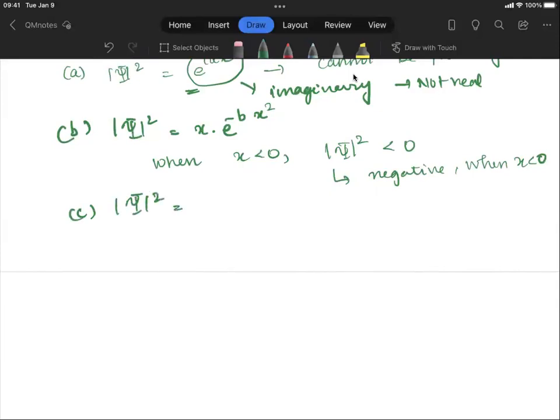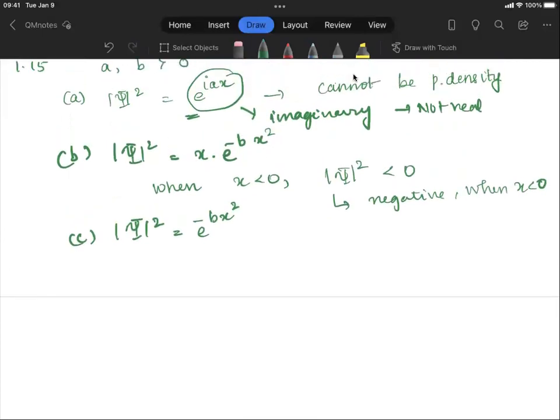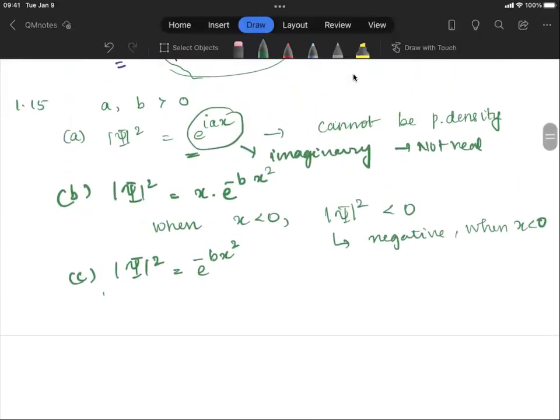Number C has a probability density function of e to the power negative b x squared. Now, if we try to normalize this function from negative infinity to infinity, this function is definitely real and it's definitely non-negative, right? So the last check that we need to do is whether it can be normalized or not.